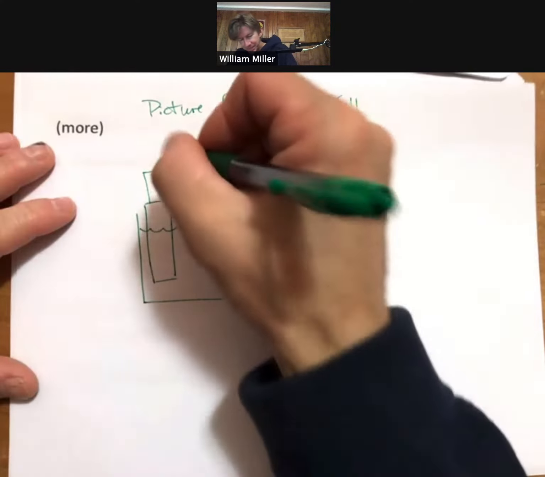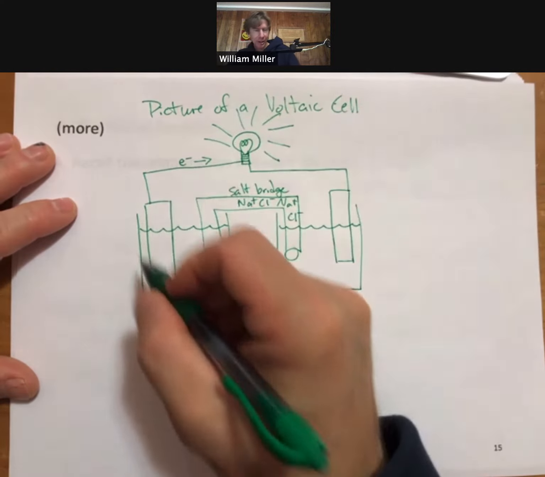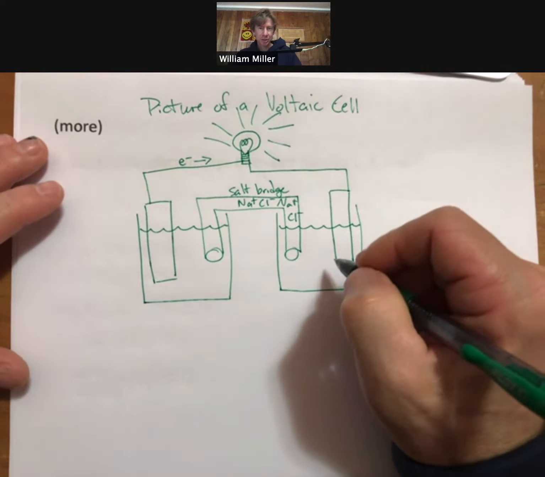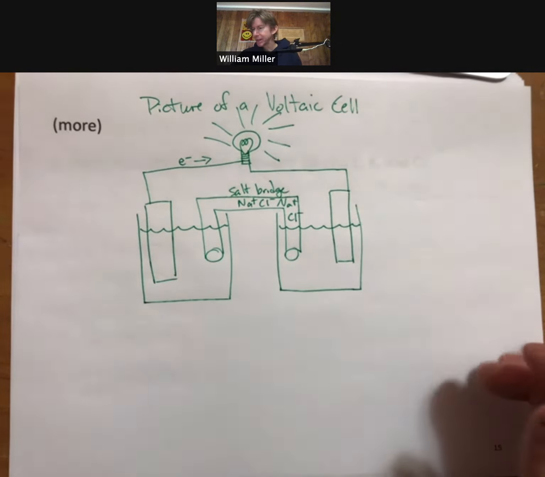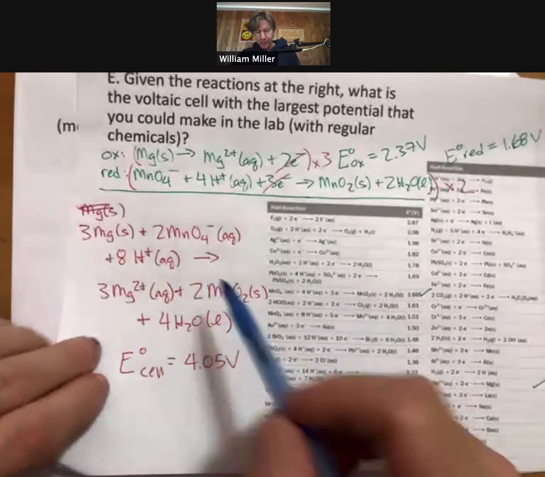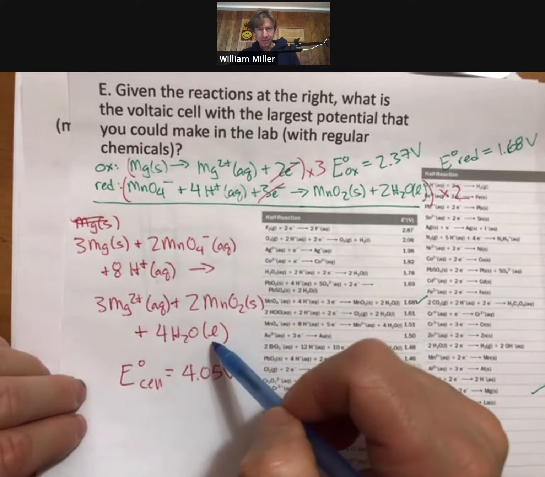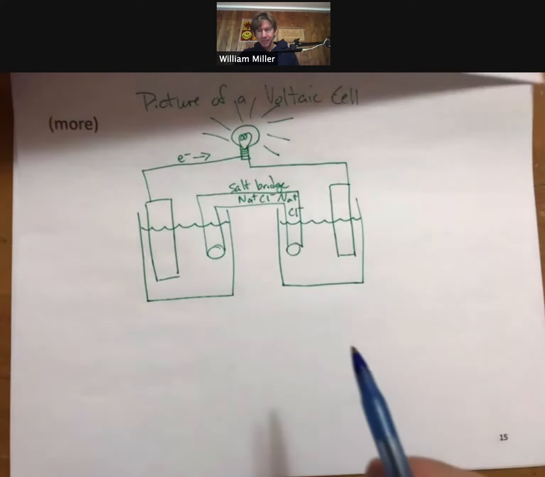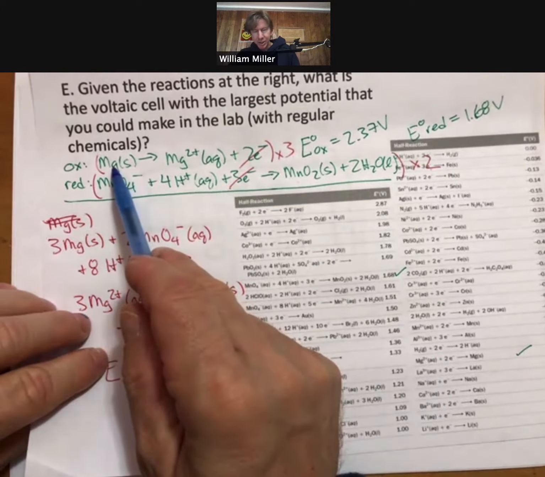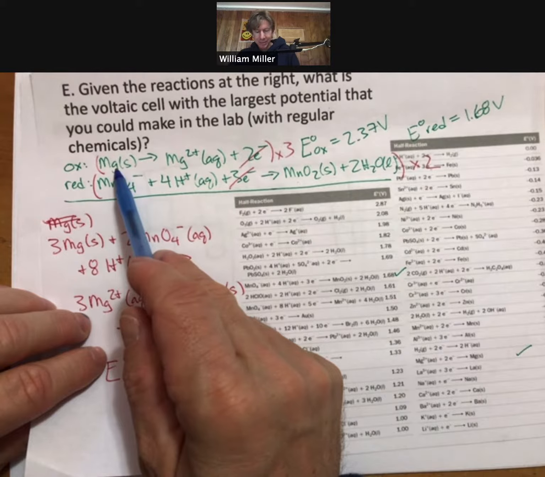And for me, I always have the electrons going from left to right. That's just a personal choice. And now, all of that has nothing to do with the reaction that I've just chosen. Now let's personalize it. My oxidation half reaction has magnesium going to magnesium ions.